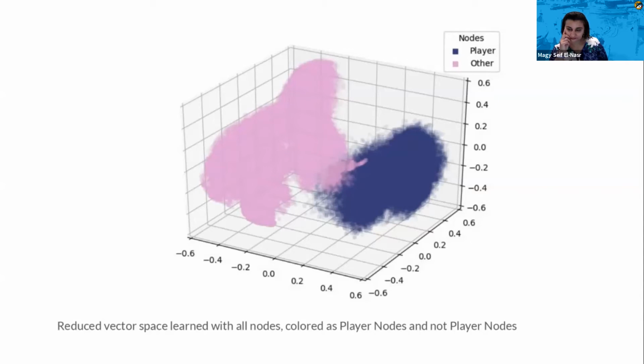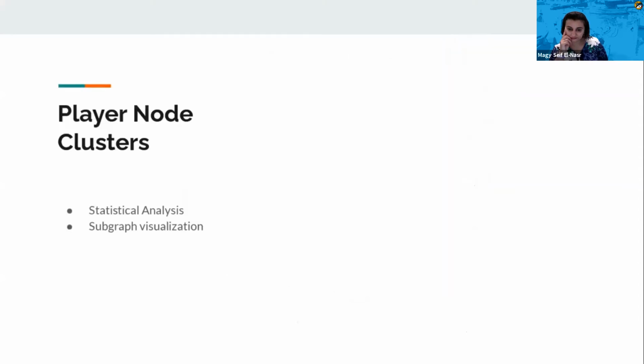We understand that as an evidence of node embedding's representation power in terms of contextual similarity. Now, we focus only on the player nodes clusters. To understand the meaning of each cluster, we follow 2 steps: statistical analysis of the attributes per cluster and subgraph visualization. We created 5 clusters using both techniques, which led us to these resulting clusters.